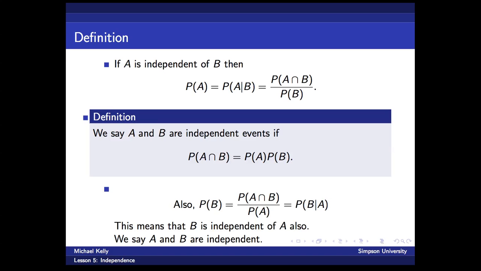Also, it's symmetric, so the probability of B is independent of A, and we can also say that A and B are independent. The formula follows just by dividing A over to the other side, and one gets that the probability of B equals the probability of A intersect B divided by the probability of A, which equals the probability of B given A.